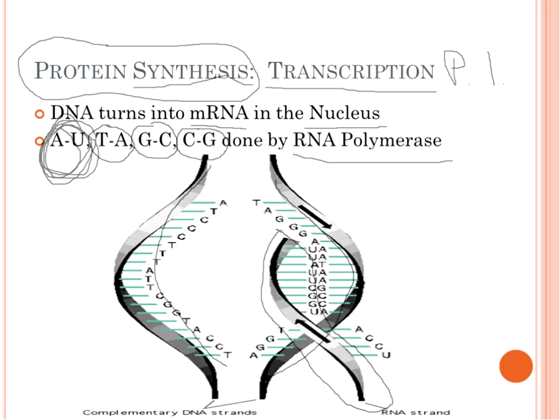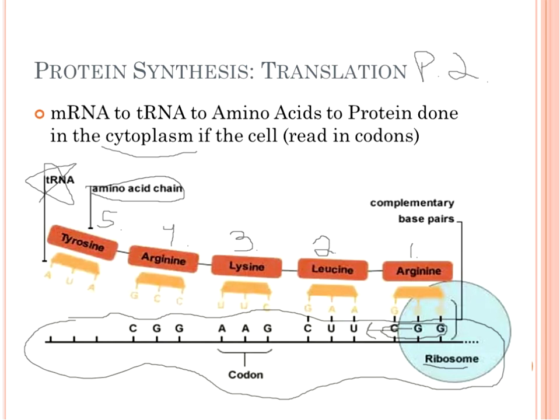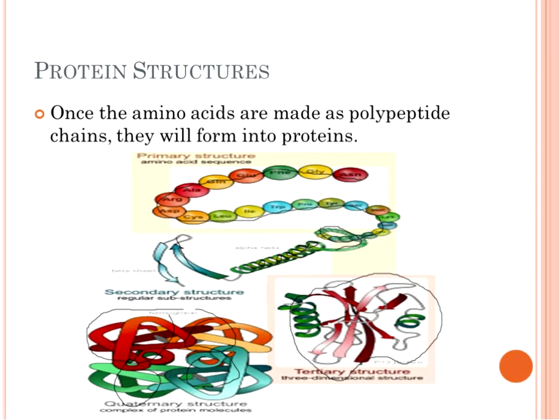How are proteins made? Right here, transcription, where you make the code, and then translation, where you translate the code to make the protein. Remember, you're translating it three letters at a time. Each three letters represents an amino acid. And then once those amino acids are together, forming polypeptide chains, they can then form into the proteins that they're supposed to be. That's how we make proteins for our body.